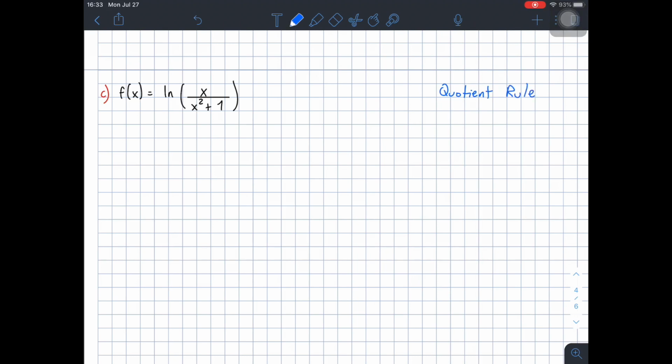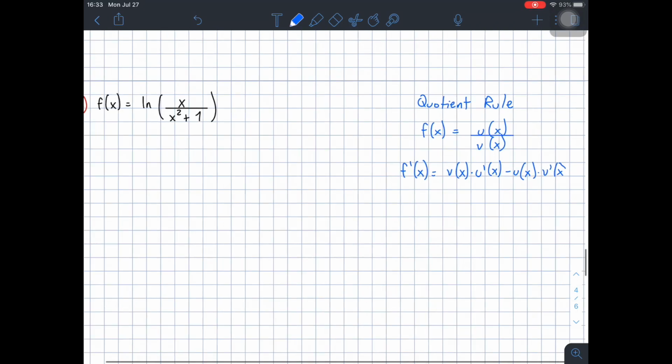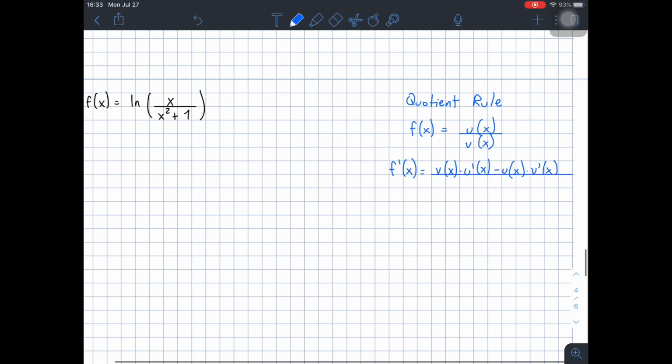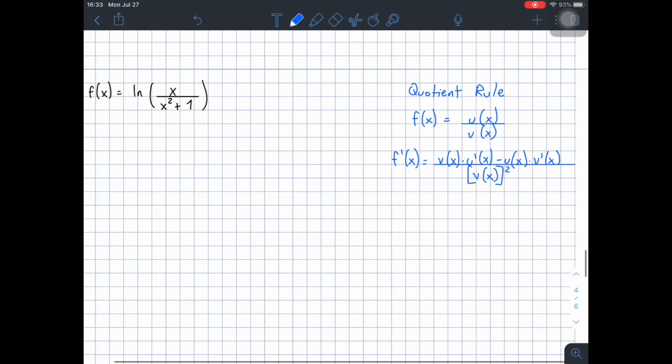says that if f of x is a function u divided by a function v, then the derivative of f is equal to v of x times u prime of x minus u of x times v prime of x, divided by v of x, all of this squared. Okay, this is what the quotient rule is about.